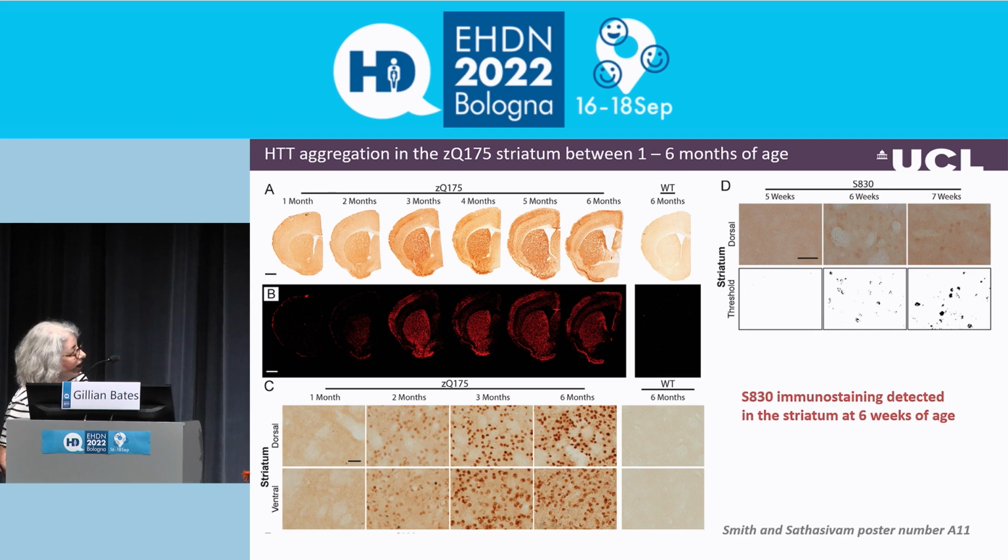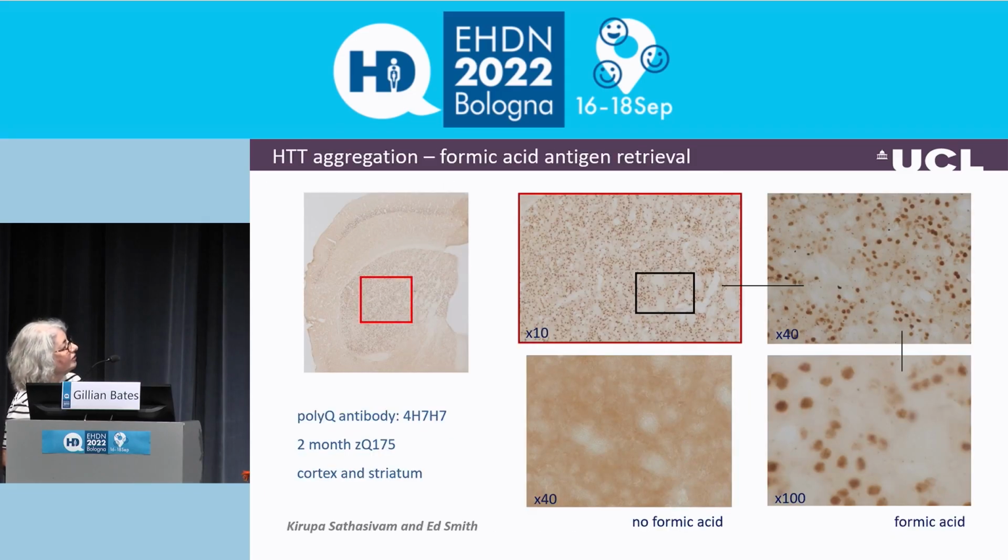Now, each of these signals is actually a cell nucleus. So how do we know that's aggregated protein? We can show it's aggregated protein by the following. This is an antibody from Steve Finkbeiner that detects the polyglutamine tract. If you just use that antibody on a section from a ZQ175 mouse at any age, you'll get no signal because the polyglutamine is buried in the aggregates. So this is a 2-month section from ZQ175 mice. There's no signal. But if we pre-treat them with formic acid, we break open the bonds that are holding the glutamines together, and now the antibody can get to see those glutamines.